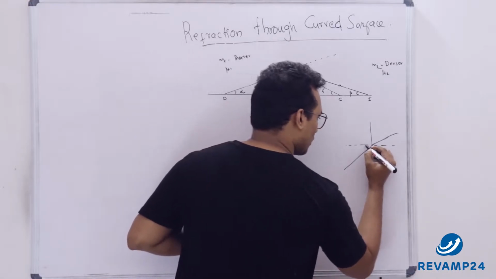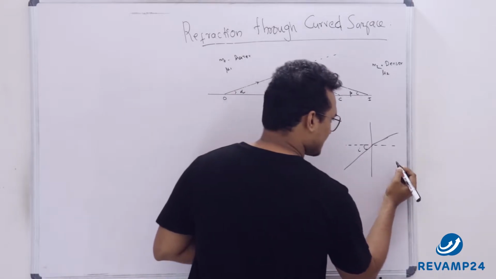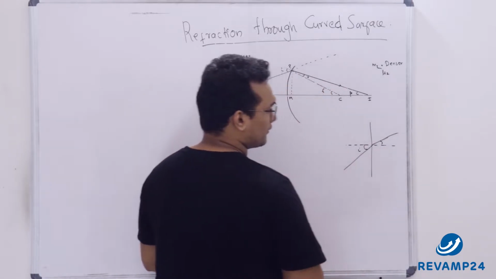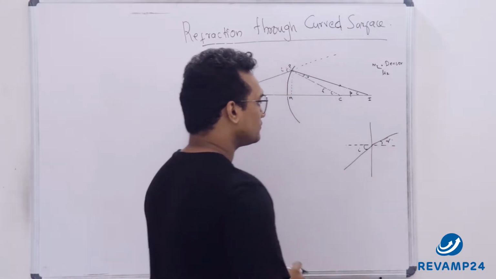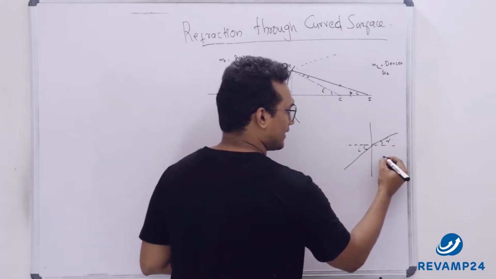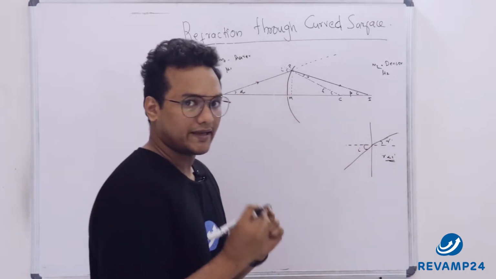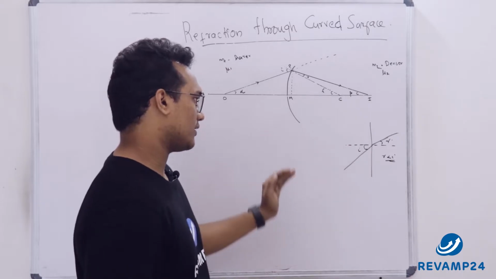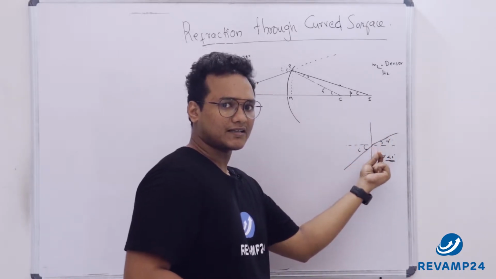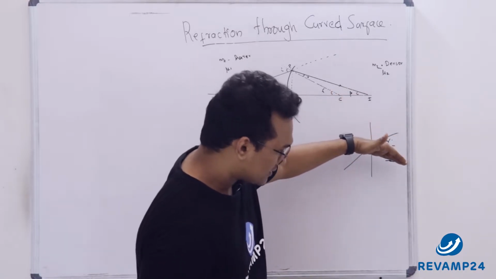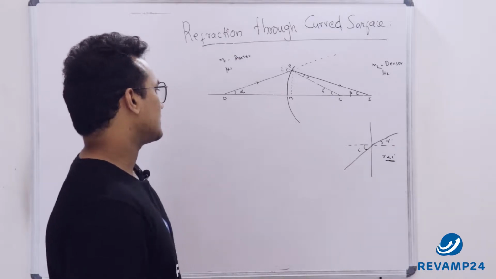With respect to the normal, the incident ray makes an angle i, and if this is a denser medium, then the refracted ray makes an angle r, and I could say that r is less than i in the case of a ray entering from a rarer medium to a denser medium. So whenever the ray enters a denser medium, the refracted ray goes towards the normal. Clear? So this is the case.